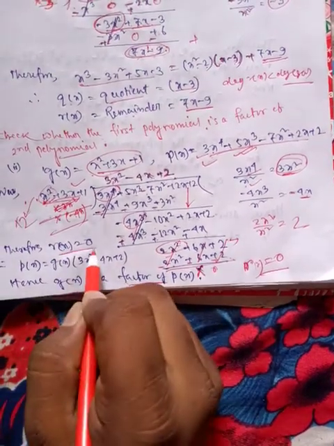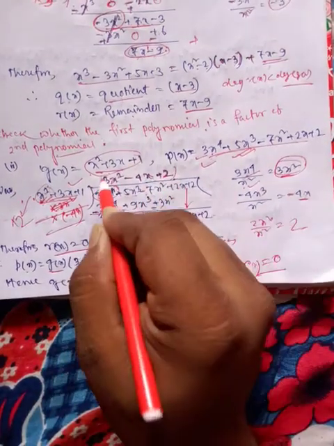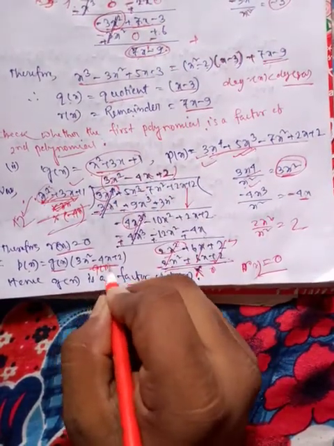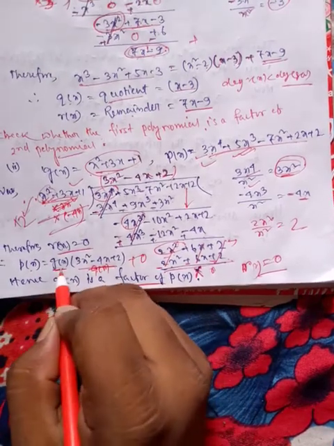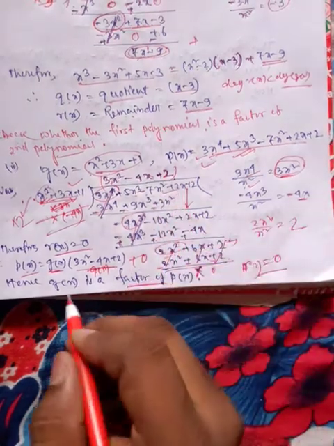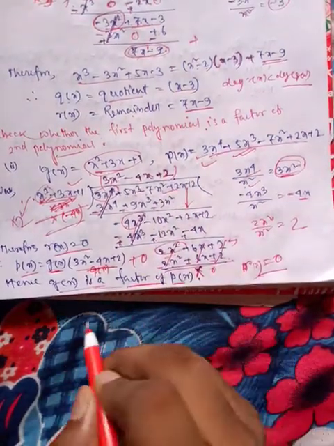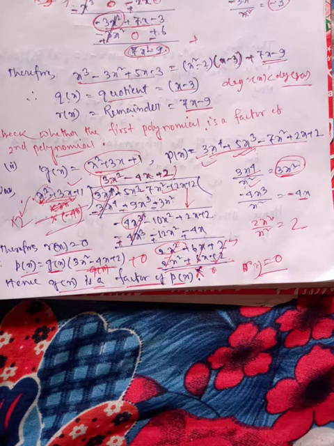As rx equals 0, you can write px equal to gx into this quotient qx plus rx, which is 0. So this is completely a factor. gx completely divides this polynomial. So you can say gx is a factor of px. Hope you have understood.